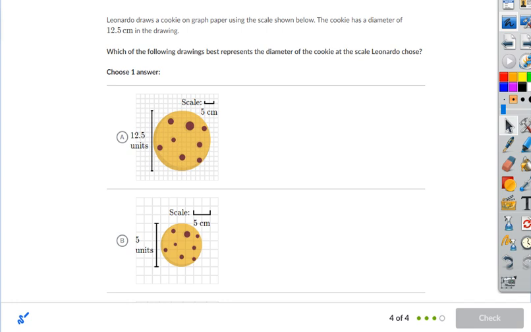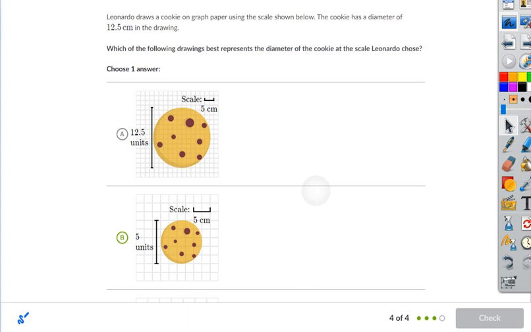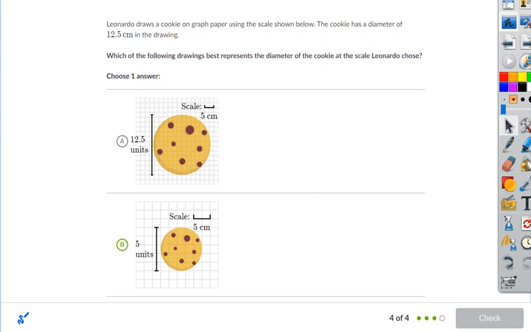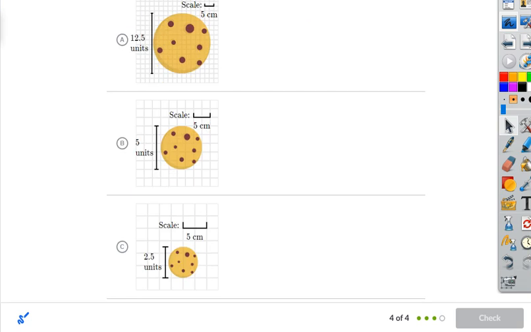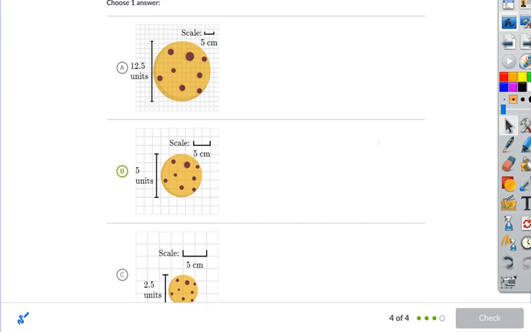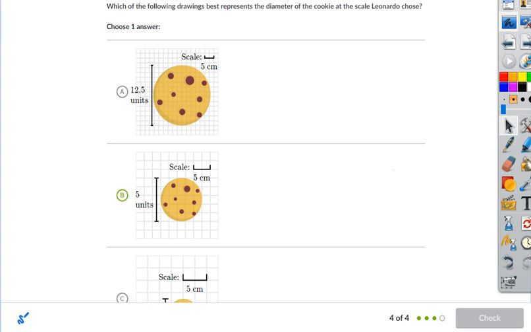So Leonardo draws a cookie on graph paper using the scale shown below. The cookie has a diameter of 12.5 centimeters. So I'm looking for the one that shows 12.5 centimeters in real life, and that has a scale that, by the time I utilize that scale, will get me to the 12.5 real centimeters.